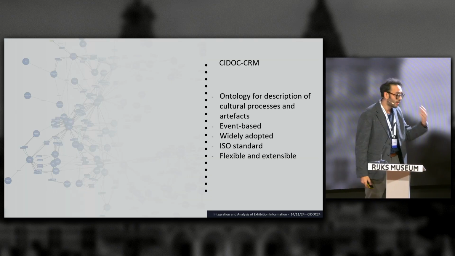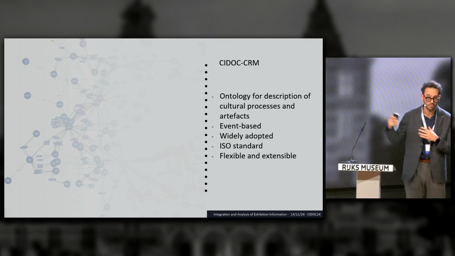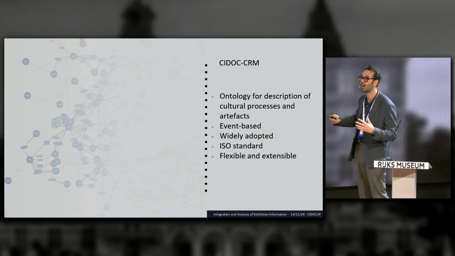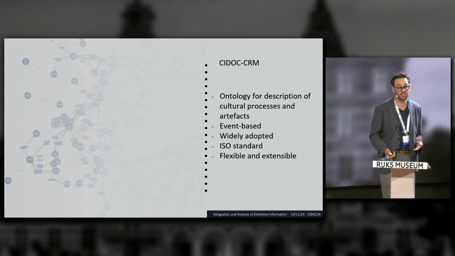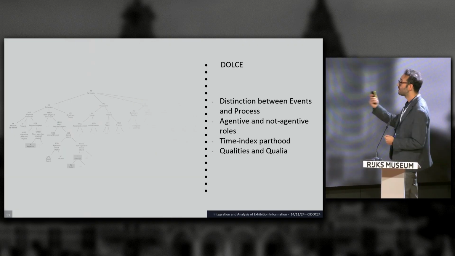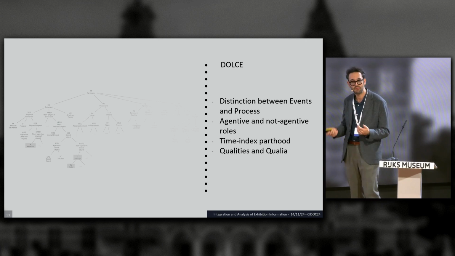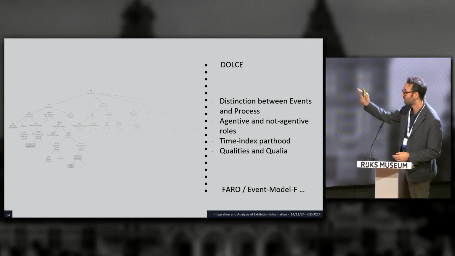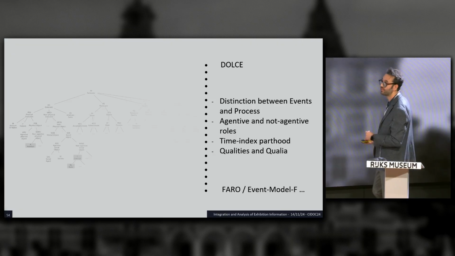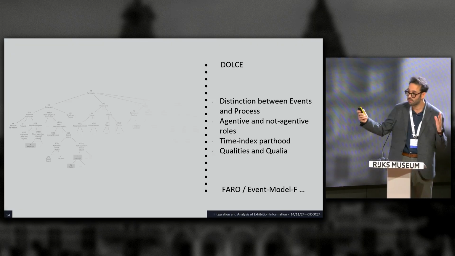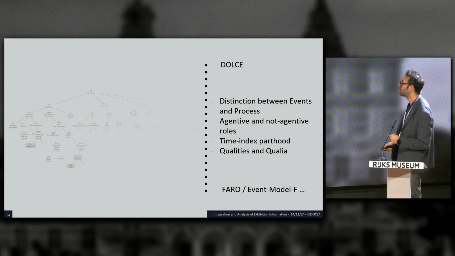Well, of course, we can use CIDOC CRM. Here I'm going to present CIDOC CRM modeling, but of course, this is not the only one. I'm using this because it's mostly used by cultural institutions. There are other models that may be worth taking a look at. Dolce is one of them. There is Faro, there is Event Model F, there is BFO. But okay, let's stick with CRM. It's greatly documented. It worked very well.